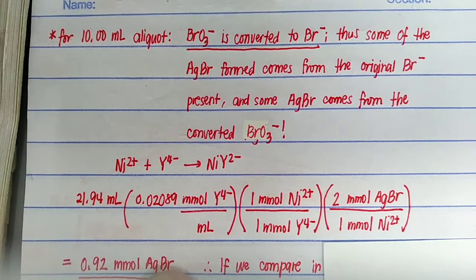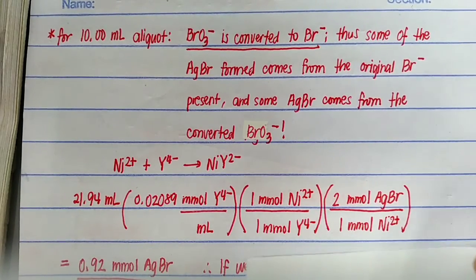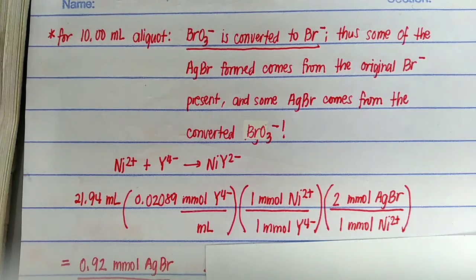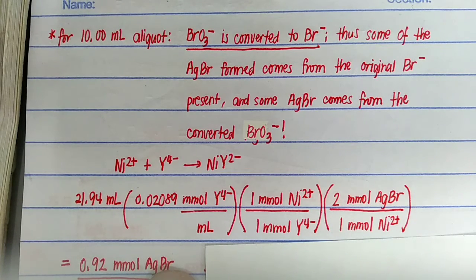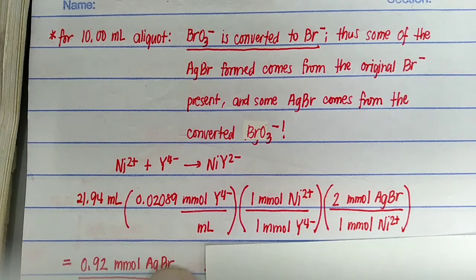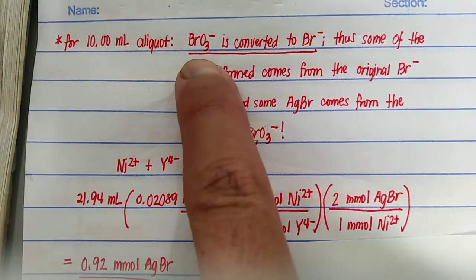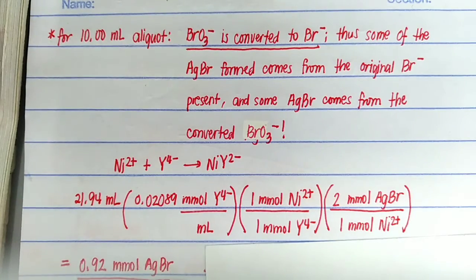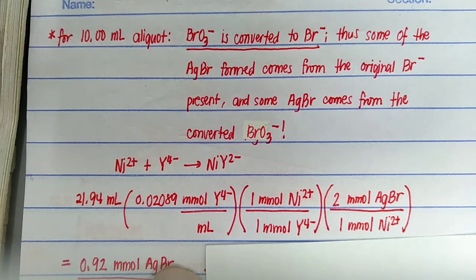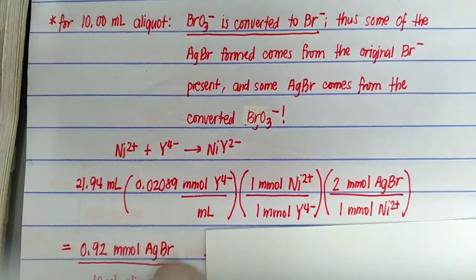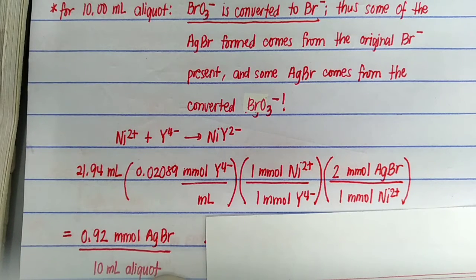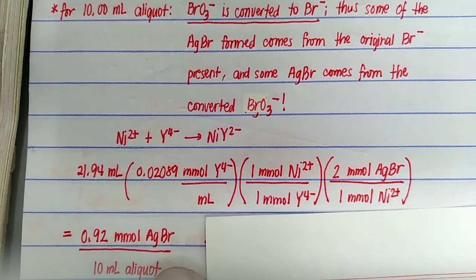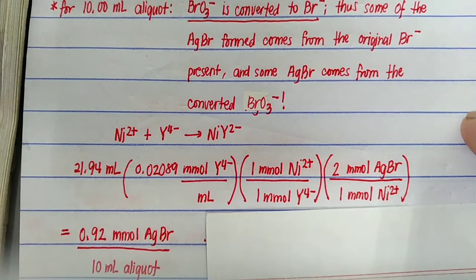So plugging it into our calculator, we'll be able to get a total of 0.92 millimoles of silver bromide from the bromide ion originally present and the converted bromate that was turned into bromide. So that's 0.92 millimoles present in 10 ml of the aliquot. We get the quotient of the two as well.